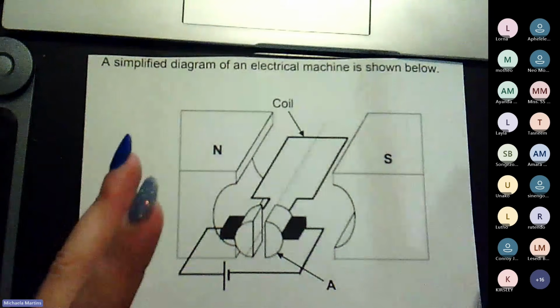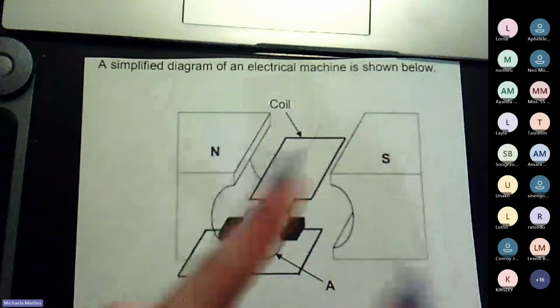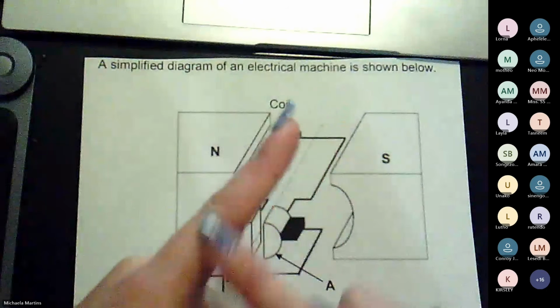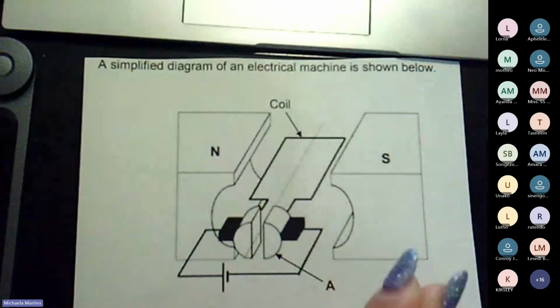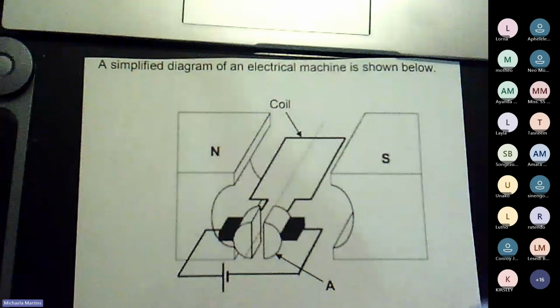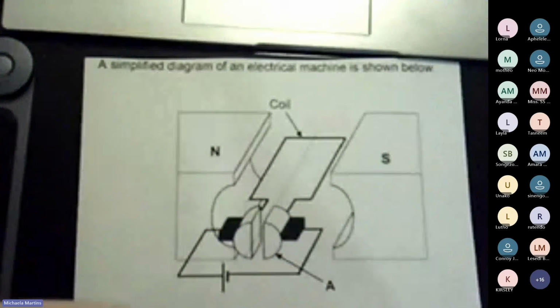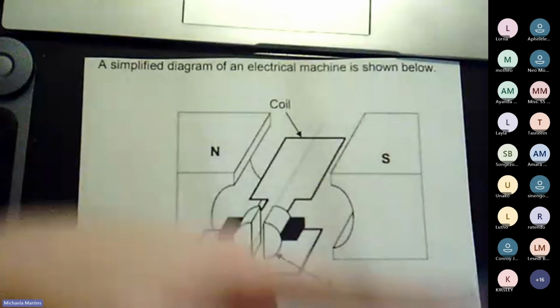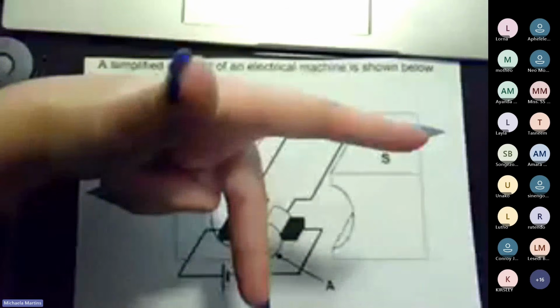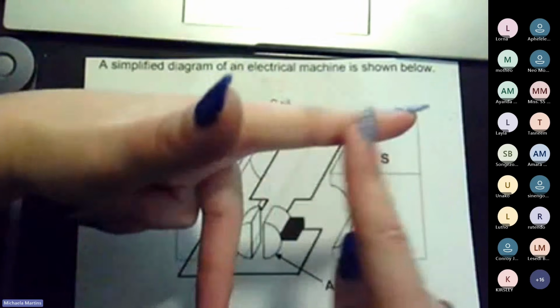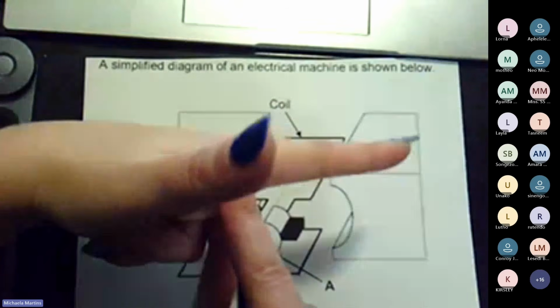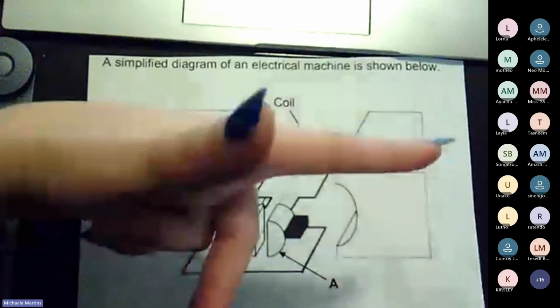is we start with the easiest finger to figure out, the mother finger, the magnetic field finger, because that needs to point from the north to the south. So you go like this. I'm not saying that my hand is in the correct position yet. I'm just saying that this finger is correct. This finger must point from the north to the south.